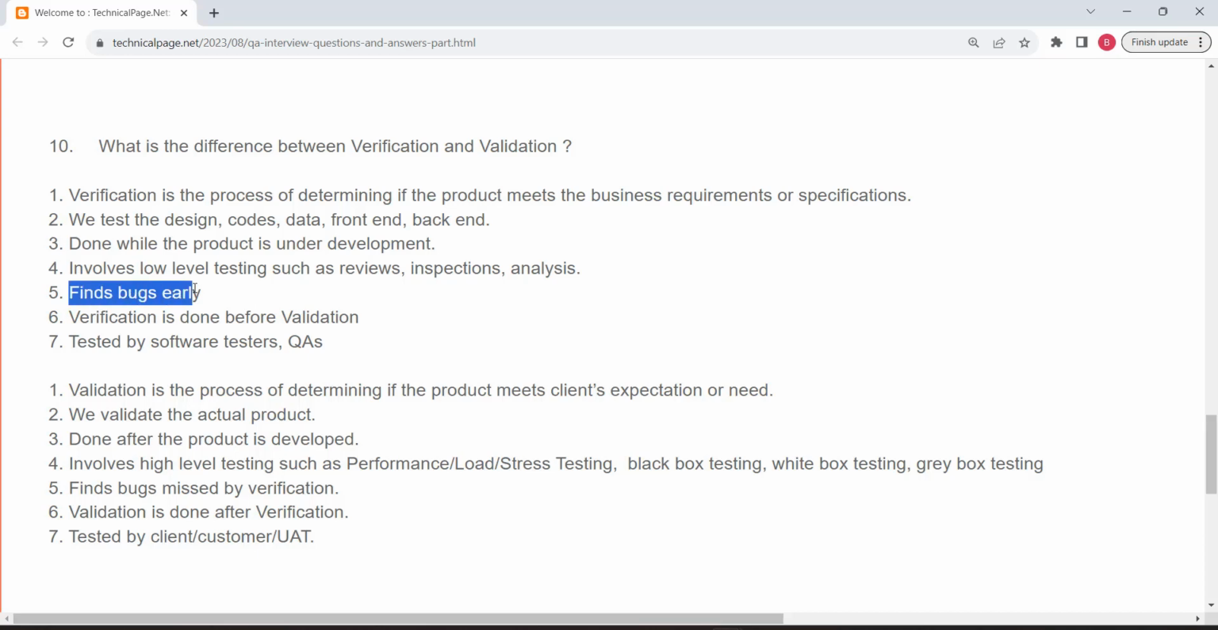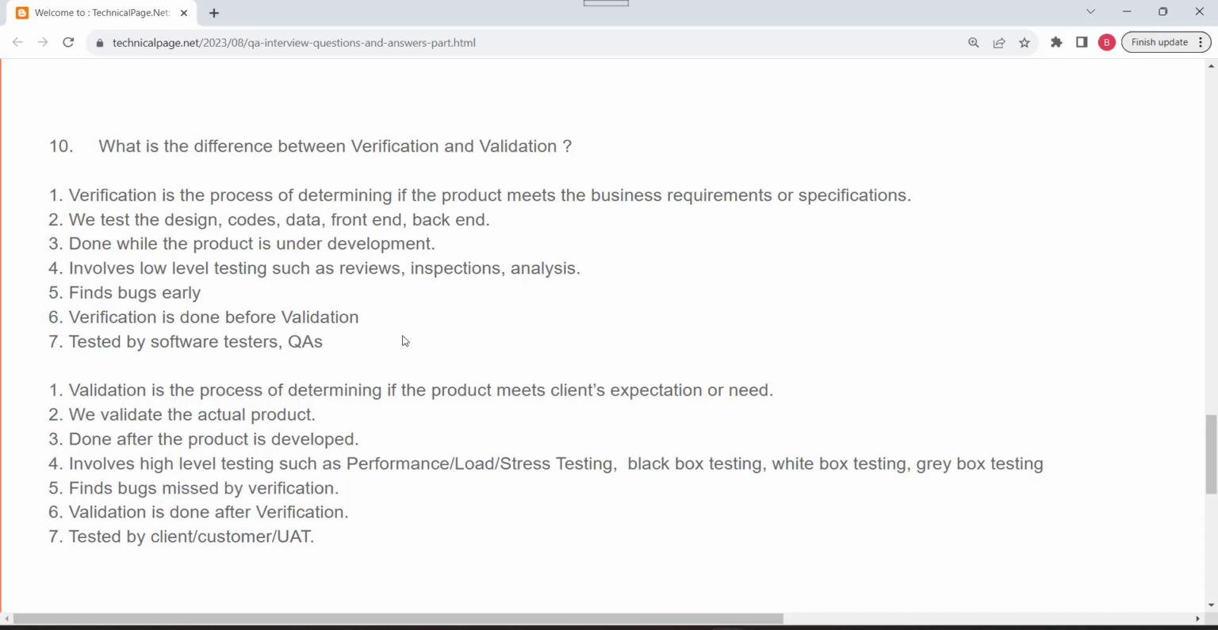Let's see the next point. The bugs are found early. In verification we find the bugs early, whereas in validation we find the bugs which are missed by verification. So the bugs which are missed by verification we find in the validation.